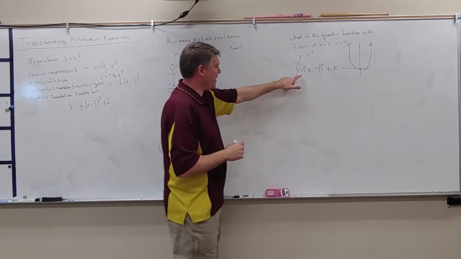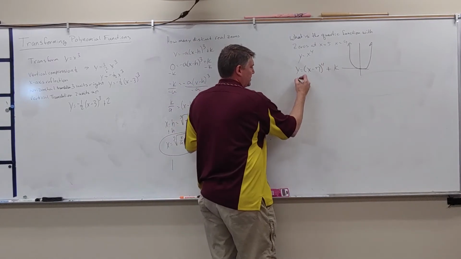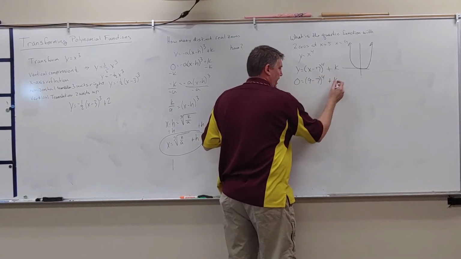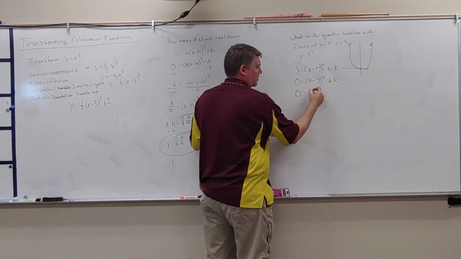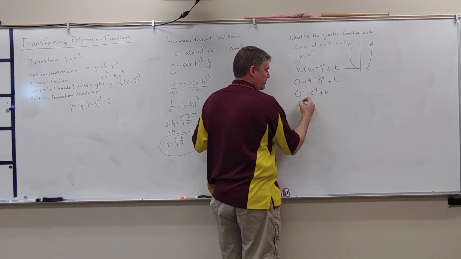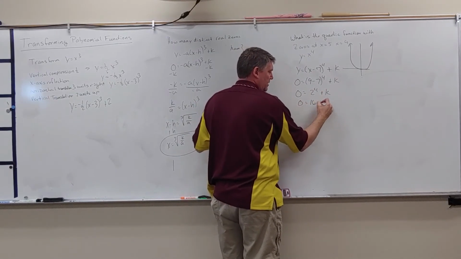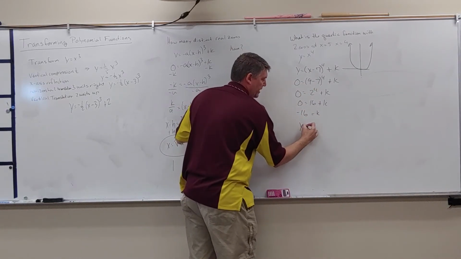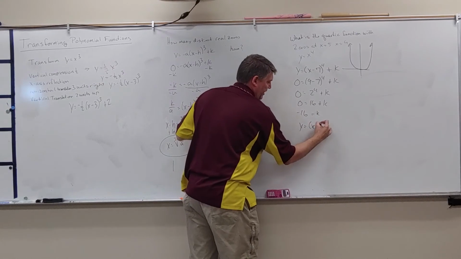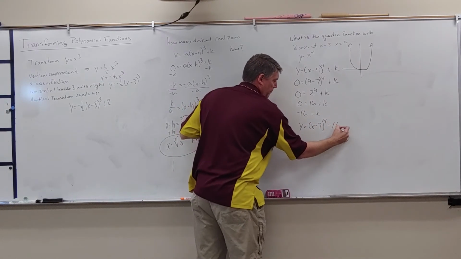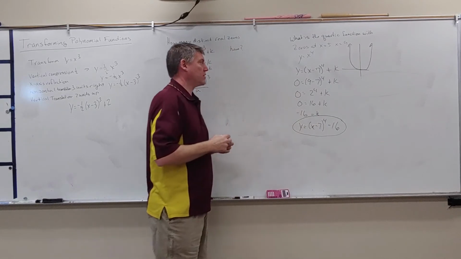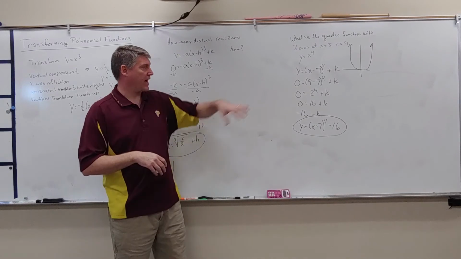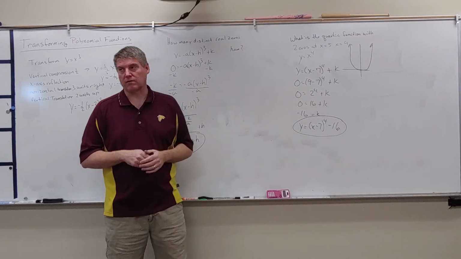Well, remember that if I plug in 9, this has to equal 0. 9 minus 7 to the 4th plus k has to equal 0. So this gives me 2 to the 4th plus k. 2 to the 4th is 16. So k has to equal negative 16. So now my function is y equals x minus 7 to the 4th power minus 16. To get this, you just need to make sure you understand the properties of that even quartic function.